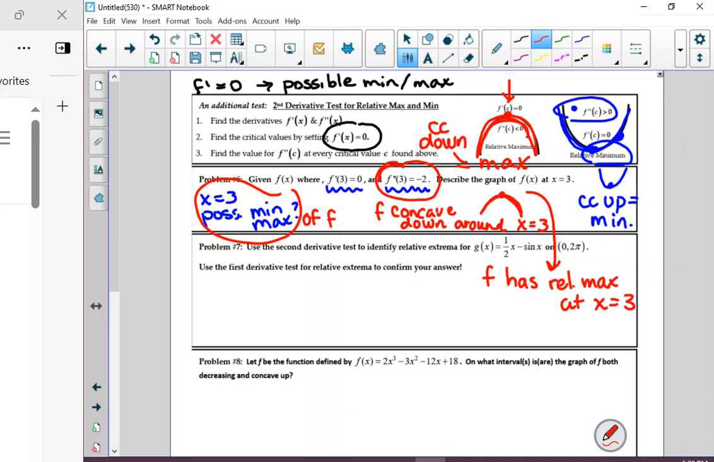This is a little bit like forensics. It's like you're taking little pieces of data, one hair here, one fingerprint here, and you're putting it together and saying, I know who the killer is. I have two pieces of information about what happens around 3 on the f graph. I have that the first derivative at x equals 3 is 0, and that the second derivative at x equals 3 is negative 2. Those two clues together do give me one concrete piece of information about the f graph. I know f is going to have a relative maximum at 3.